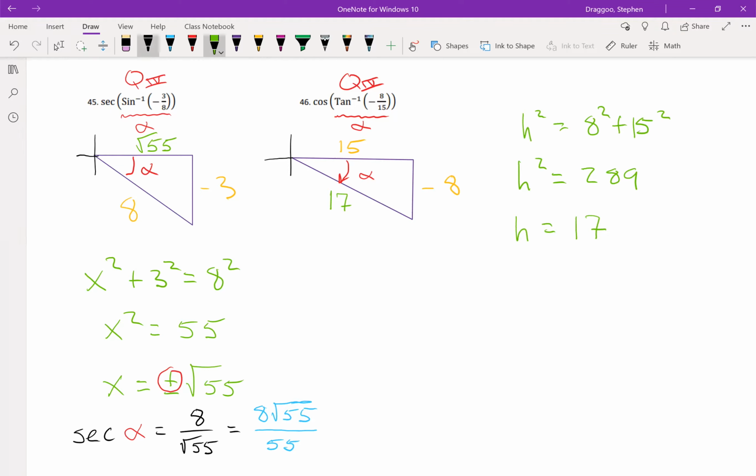All right, then we'll come back and answer that question. I was hoping to get the cosine of our angle alpha. And looking at this triangle, cosine, of course, being adjacent over hypotenuse, this must be 15 divided by 17.